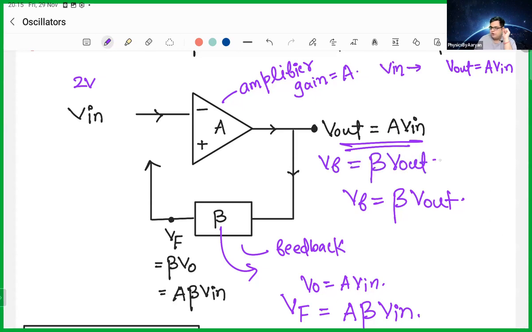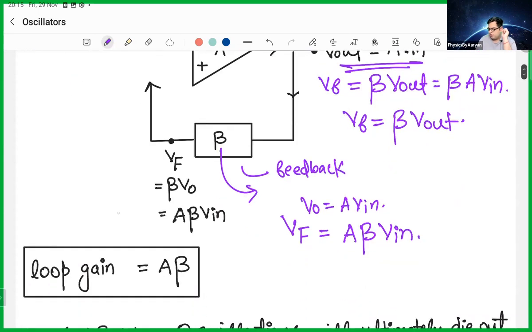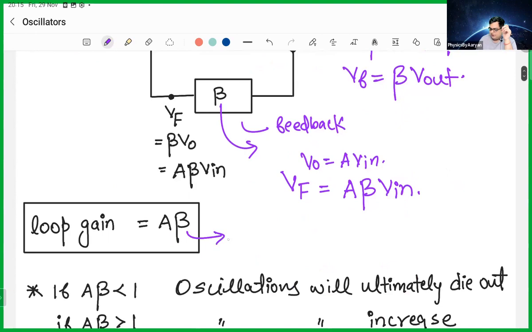And if you put in the value of V output, then it is beta into A into V input. So this is your feedback voltage. This is the amount of voltage you are giving back. This is known as a loop gain. A beta is known as a loop gain.